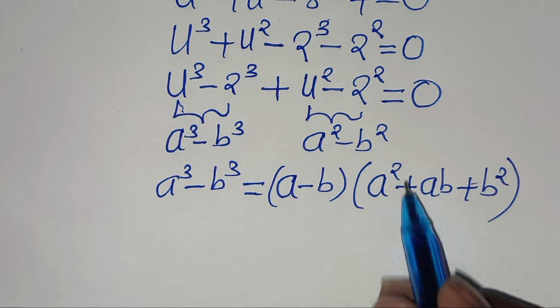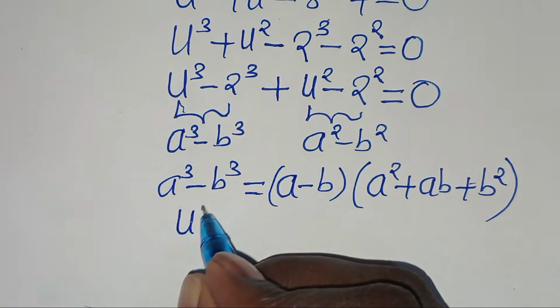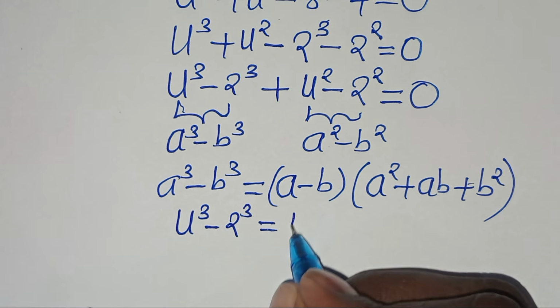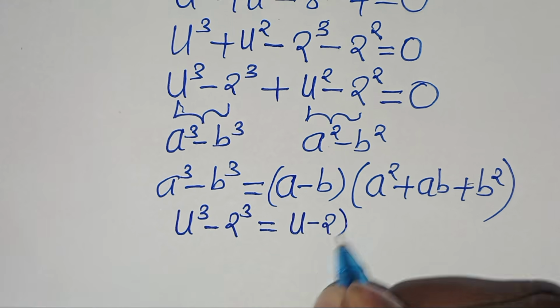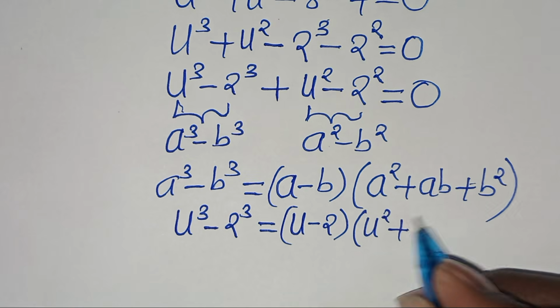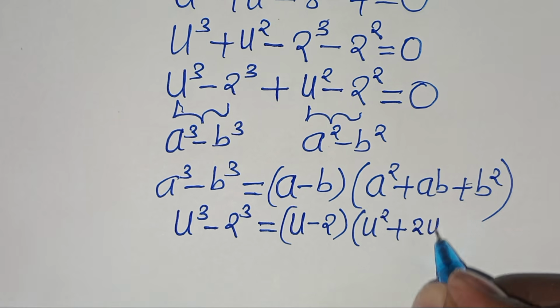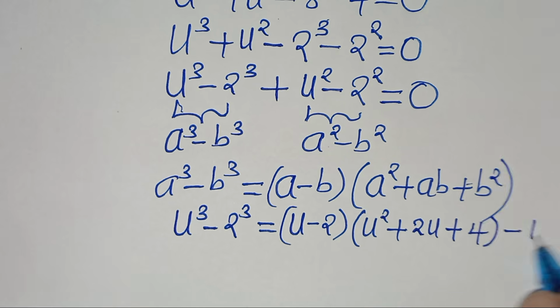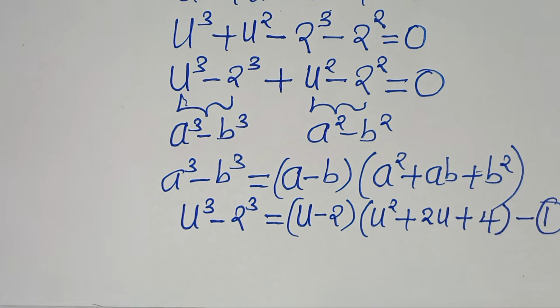Applying this identity, then u to the power of 3 subtract 2 to the power of 3 is the same thing as u minus 2, then we have u to the power of 2 plus 2u, then plus 2 squared, which is equal to 4. Let's call this the first part.